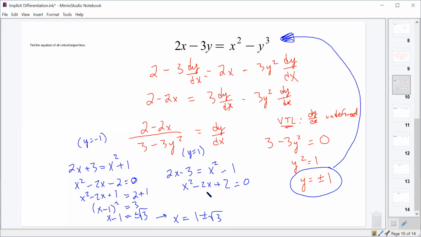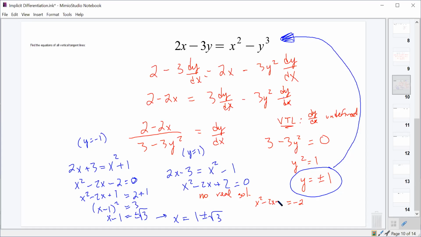Then over here, well, what's the problem with this one? This one has no real solutions. Why does this one have no real solutions? Well, if I were to do the same thing, we'd subtract the 2 over here. We have x squared minus 2x equals negative 2.